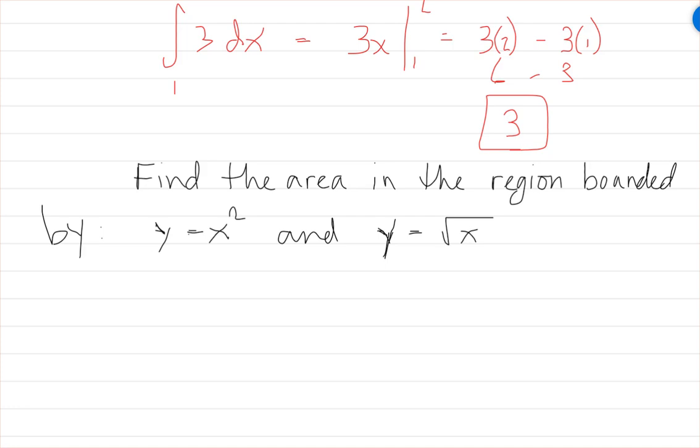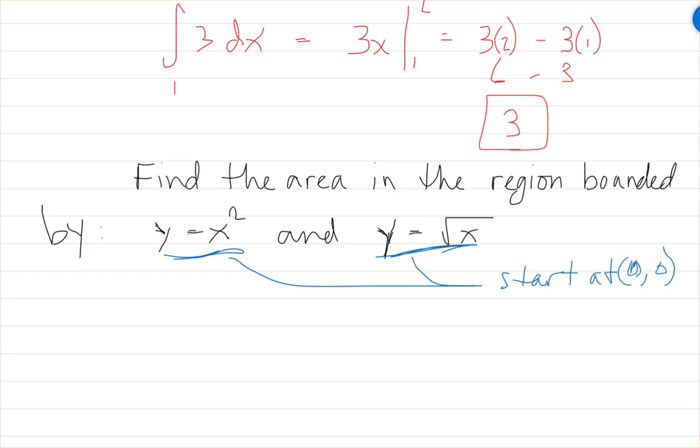Now, they did not give us left and right endpoints, so we have to find these. Here's what we know. If you recall x squared, both of these start, I'll write this down, they both start at 0, 0.